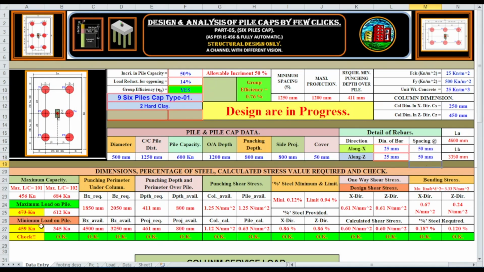Look here once again, our self weight increased. So we have to increase the pile capacity. We have considered 20%, but now I'm considering 25%, 625. Our design is okay in Z direction.